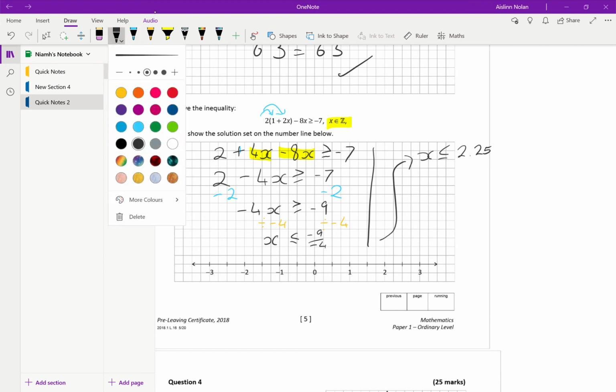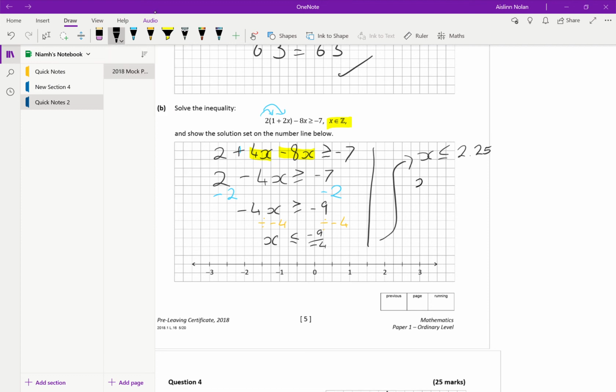So the first whole number that's less than 2.25 is just 2. So x is less than or equal to 2 is what we want to plot down here. So it can be 2, it can be 1, 0, minus 1, minus 2, minus 3, and we use dots because it's integers, which means that they are whole numbers.